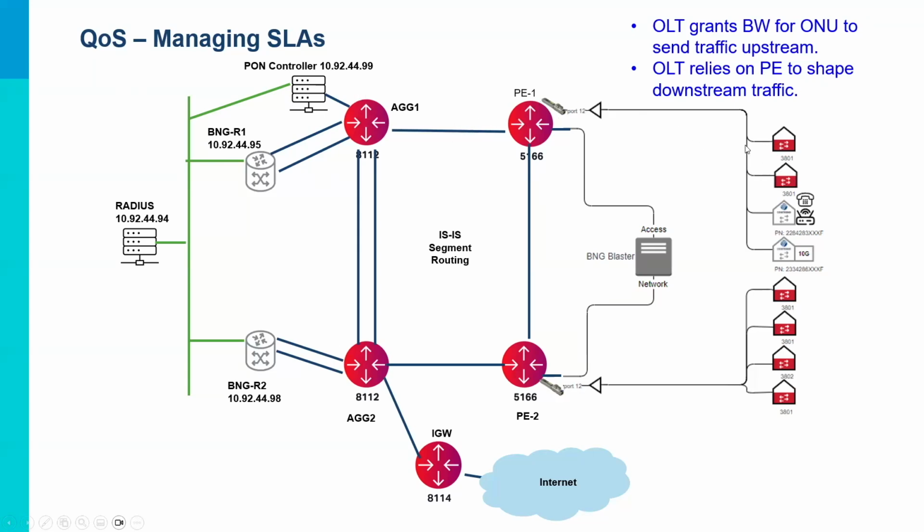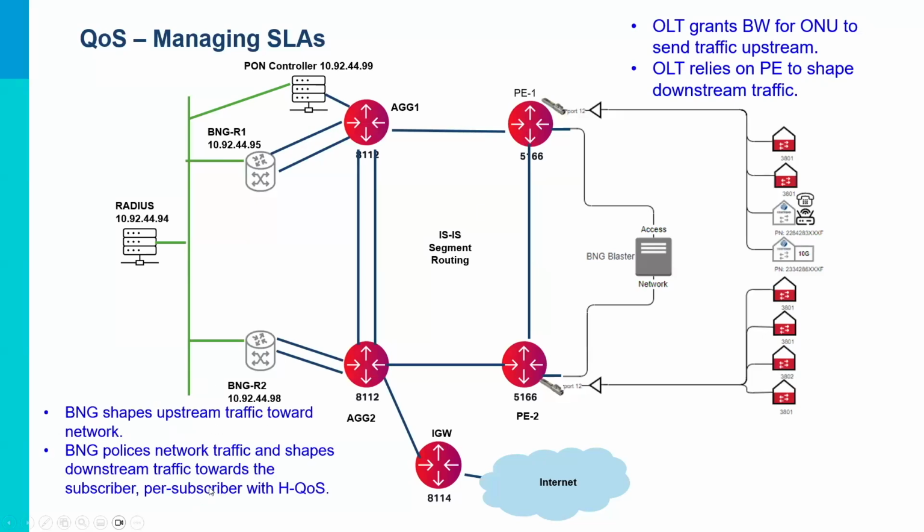On the downstream, the OLT does not do shaping. So it relies on the router to do shaping. Now, the router could do shaping, or we could do it at the BNG. So the BNG also has all of the subscriber information for all of the subscribers in the network. And so it can do shaping at the BNG. So when traffic comes in from the internet, the BNG can say, that's too much traffic. That's more than we're going to give you. And it can just throw it away here. And then you don't send traffic that's going to be thrown away later through your metro network. The BNG will shape the traffic towards the subscribers, and it will also shape the traffic towards the network.